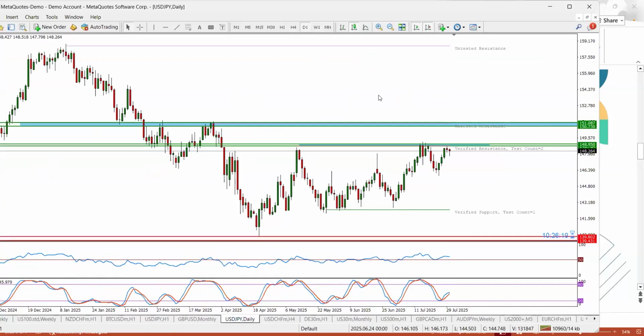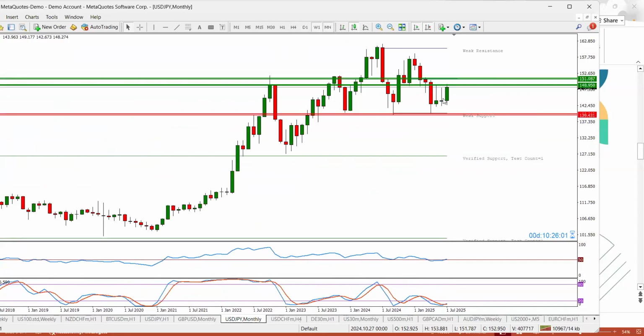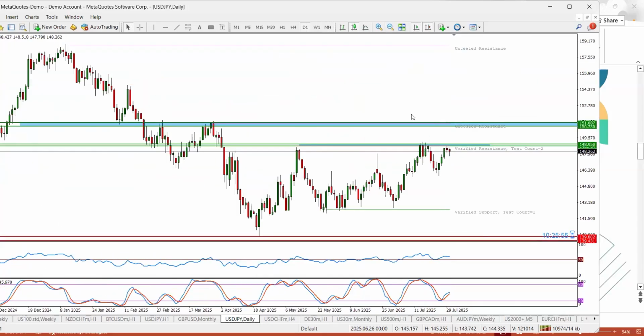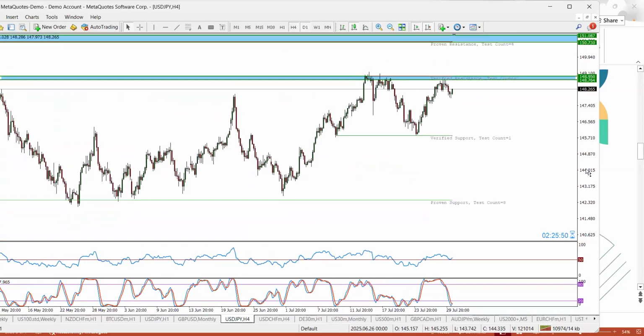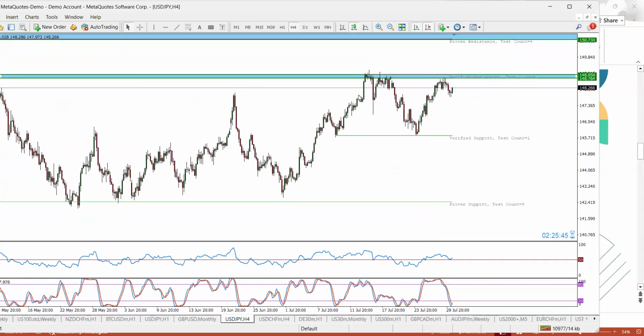Okay? So we can see what is happening here. Now let's go back to our slide. So I've been able to do what? I've been able to plot my support and resistance areas. This is it on the monthly. This is it on weekly. This is it on daily, right? This is on 4 hours, right? Nice. Okay.